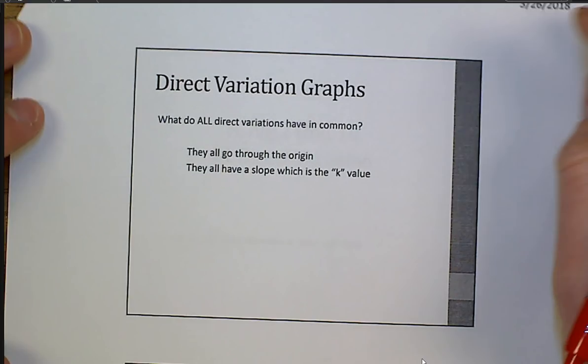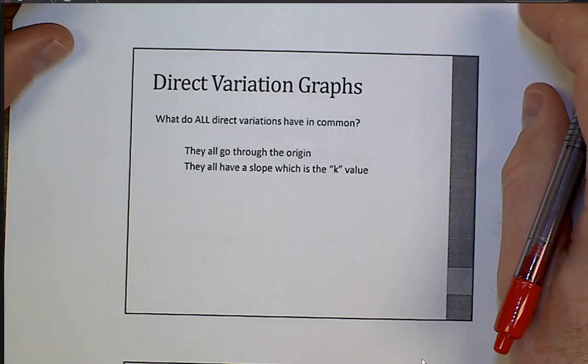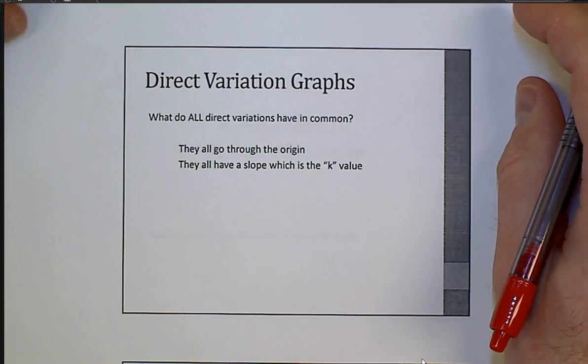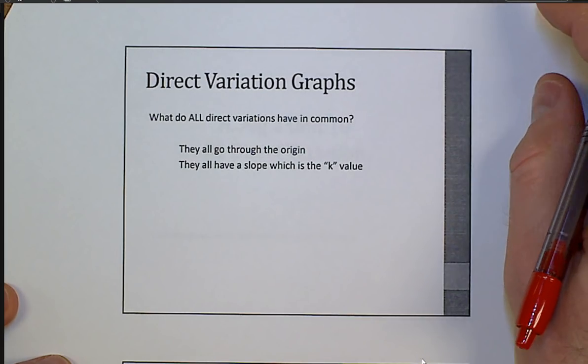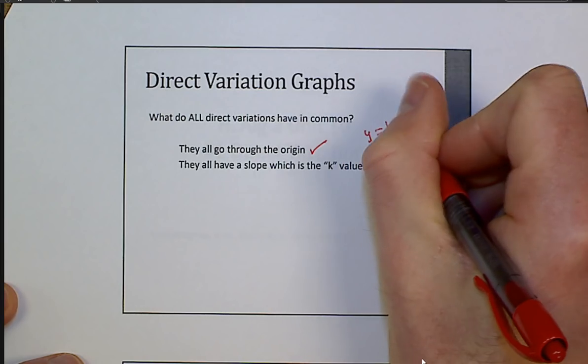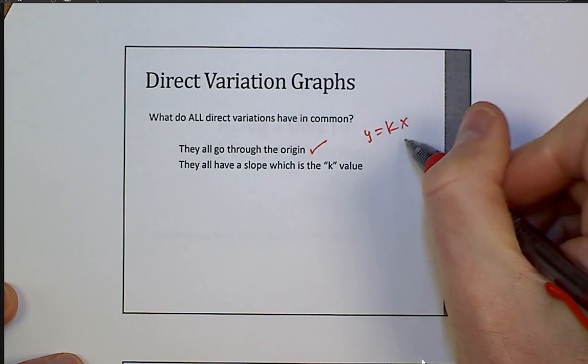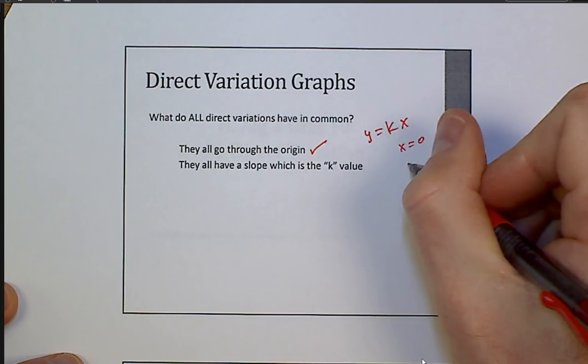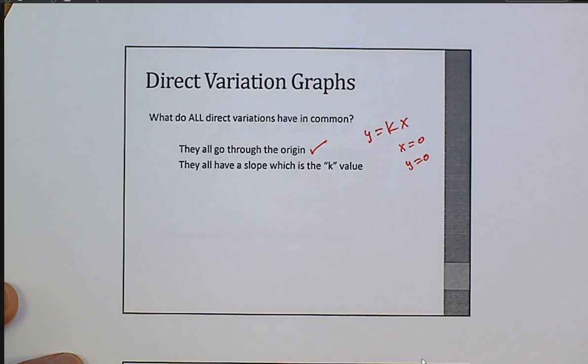Flip it over on the back. So this is just a recap of what direct variation graphs all have in common. They all go through the origin. That is true because, again, it's y equals k times x. There is no b value, so if your x is equal to 0, that means y has to be 0. So that's why it always goes through the origin.